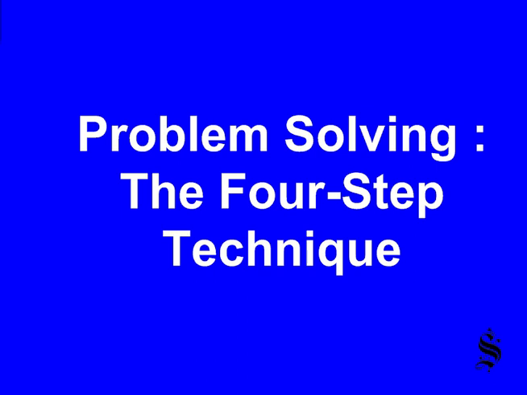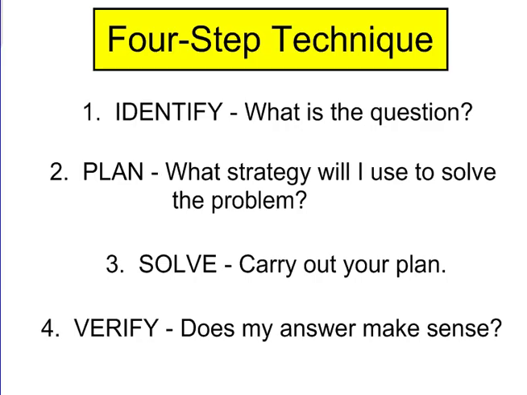In this video, we're going to take a look at how you solve word problems using the four-step technique. So the first step in solving a word problem is to figure out, well, what's the question? What's being asked of you? And then you want to come up with a plan to solve your problem. You want to go ahead and carry out your plan and come up with a solution.